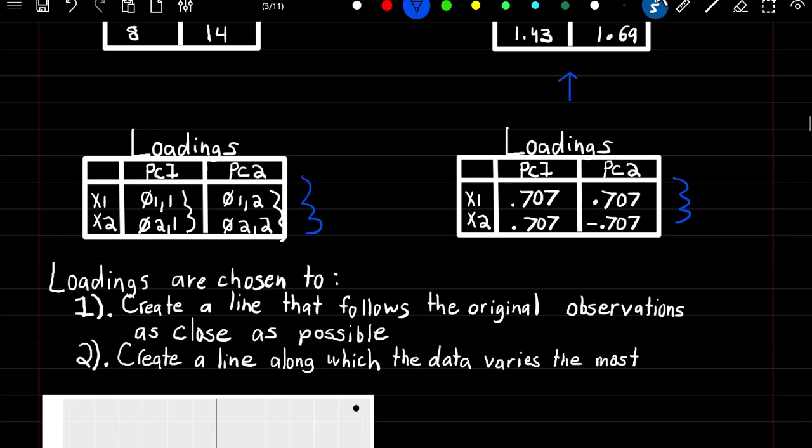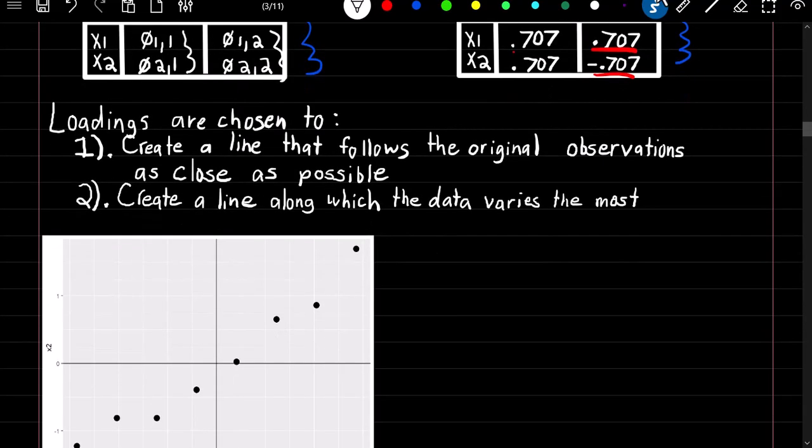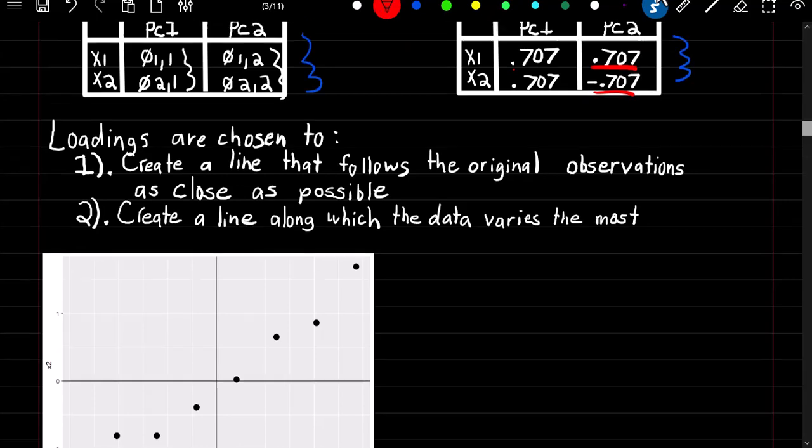So we're not expected to solve for these loadings by hand, but there's two tricks we're going to learn later on, where say if you're given this value and this value, you could solve for the other values. So these loadings are chosen to create a line that follows the original observations as close as possible, and to create a line along which the data varies the most. So these two points seem counterintuitive, but I'm going to try to prove now why they're not.